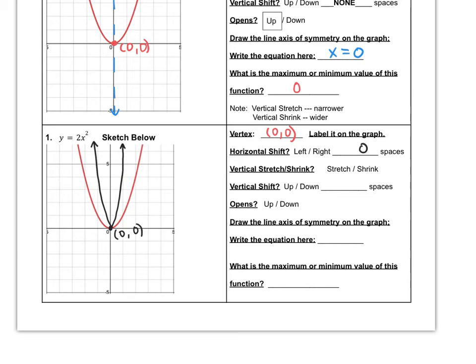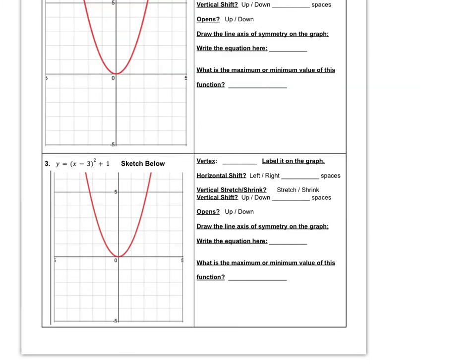The horizontal shift did not happen. It was a vertical stretch, and it did not shift up or down any spaces. It still opens upward. My axis of symmetry I can represent using a dashed line. The reason I use a dashed line is just to show that it's an invisible line that would split the graph in half, and its equation would be x equals 0. Again, this quadratic equation has a minimum value. That minimum value occurs at the vertex, but it's only the y value of the vertex, or 0.